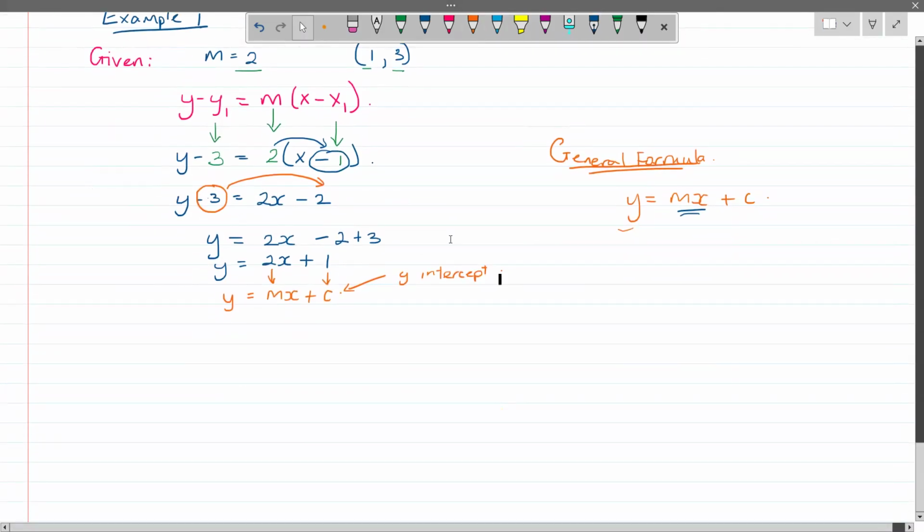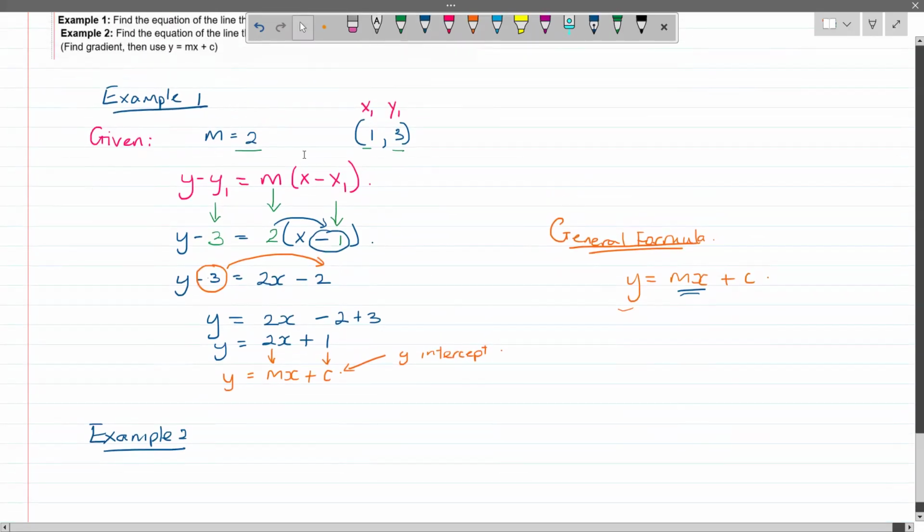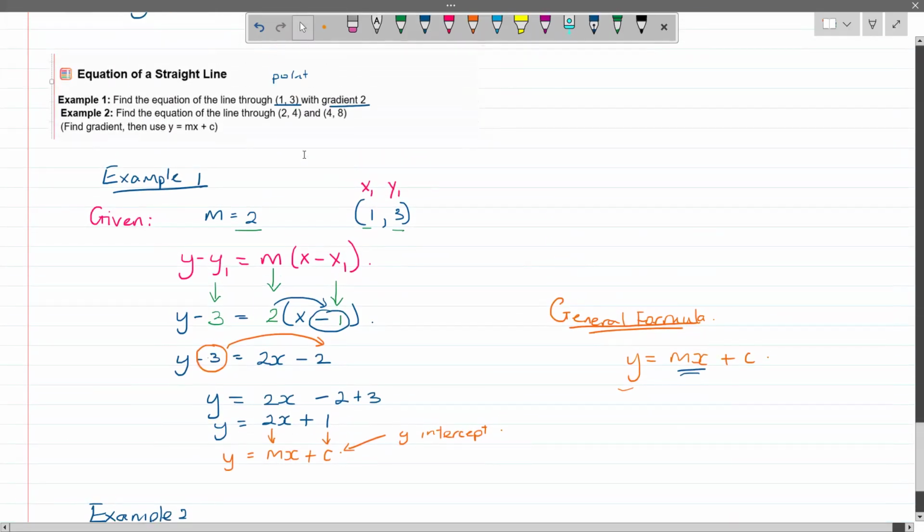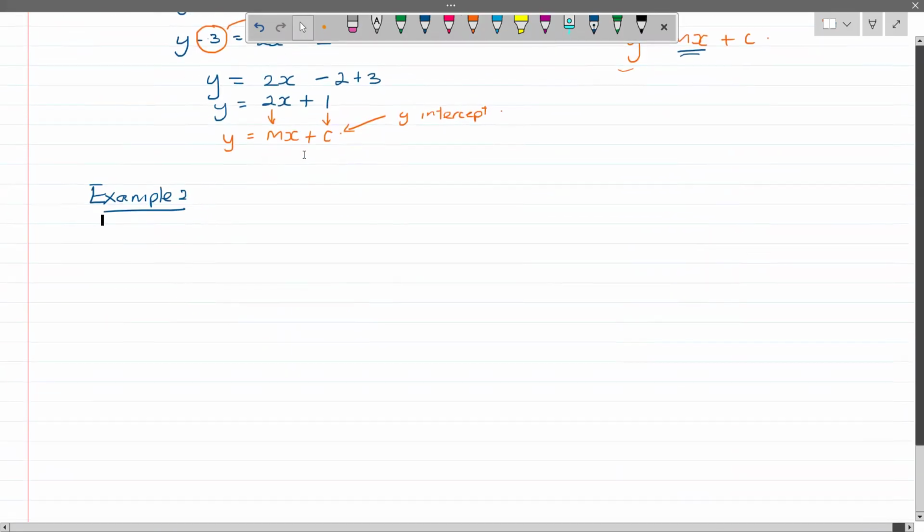Now let's look at example 2. Example 2, we're given 2 points. So we don't have the gradient. We need to find the gradient. So these are the 2 possible ways a question can come. The 2 points you have are 2, 4 and 4, 8.